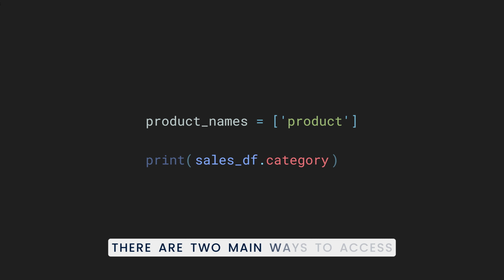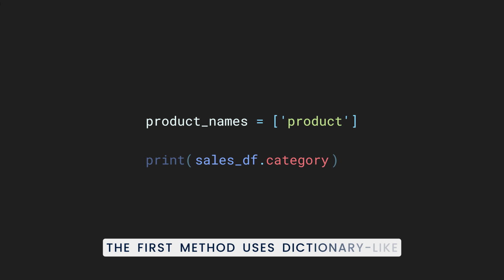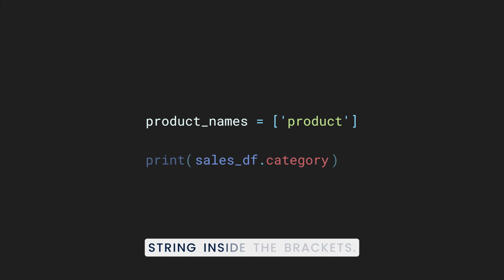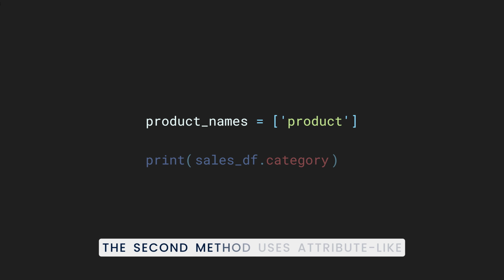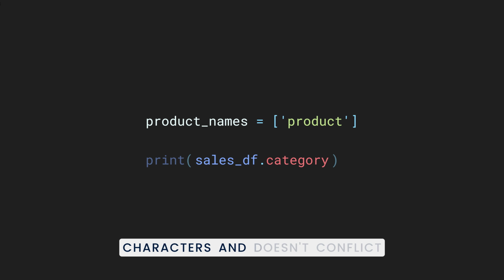There are 2 main ways to access columns in a data frame. The first method uses dictionary-like indexing with square brackets, where you pass the column name as a string inside the brackets. The second method uses attribute-like access with a dot notation, which is more concise, but only works if the column name doesn't have spaces or special characters and doesn't conflict with data frame method names.